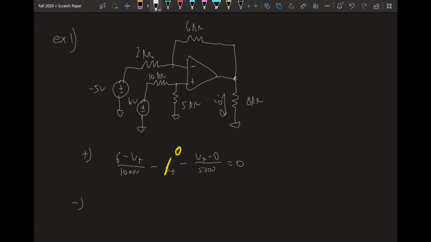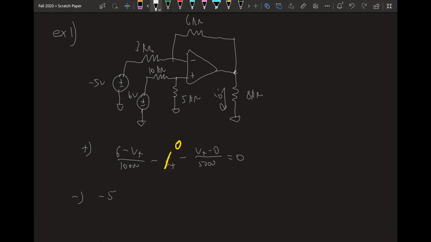At the negative terminal, we can write KVL or node voltage as (negative 5 minus V minus) over, there's a typo, this should be 25 kilo ohms. Let's say that's 25 kilo ohms. So (negative 5 minus V minus) over 25,000 minus I in the minus terminal minus (V plus minus V out) over 6,000 equals 0.